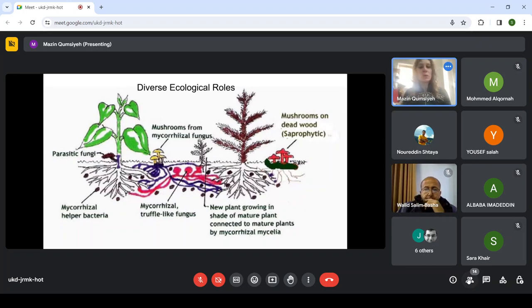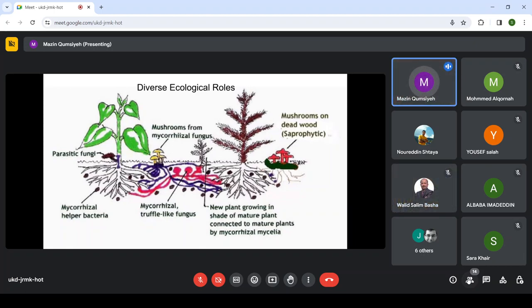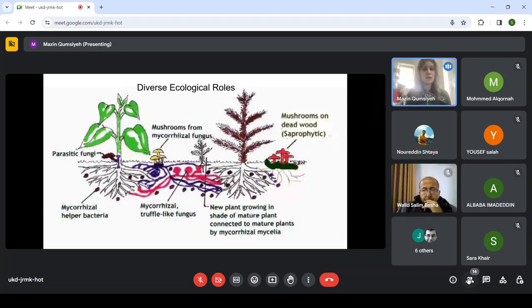So the mushrooms provide not just nutrient exchange, but also information exchange that can allow plants of the same species in different areas, and in some cases of different species, throughout a particular environment to connect and exchange information. So that's a very, very critical ecological role, and we'll look in a moment at some of the fungi in Palestine that play this role.